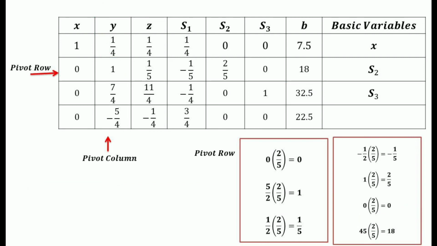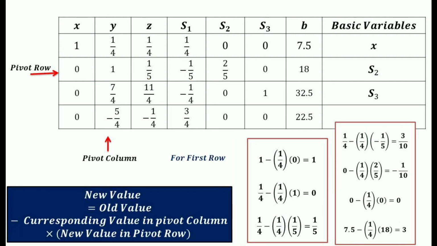So the old elements of the second row, that is pivot row, now we can replace with new values. So the new elements are 0, 1, 1 upon 5, minus 1 upon 5, 2 upon 5, 0 and 18. Now consider the first row. In order to find out the new elements of the first row, we have to use the formula, that is old value minus corresponding value in the pivot column into new value in pivot row.